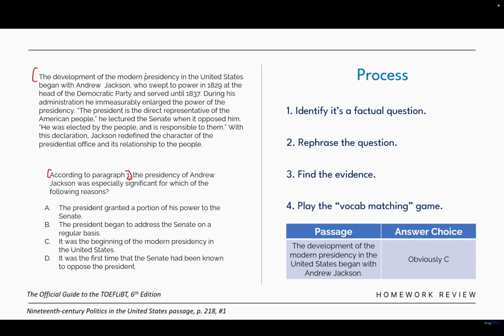The development of the modern presidency began with Andrew Jackson. Seems pretty important. Enlarge the power. Seems pretty important. And so now we just play the vocab matching game. The development of the modern presidency in the U.S. began with Andrew Jackson. Obviously, the answer choice is C.